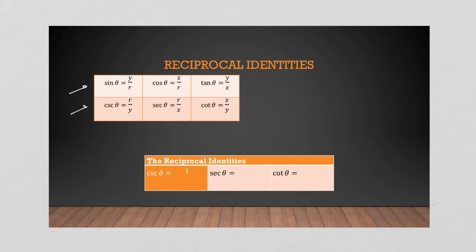Cosecant theta is 1 over sine theta. So you can substitute those for each other. Secant theta is 1 over cosine theta. Cotan theta is 1 over tan theta. And remember, when things are equal to each other, you can then substitute them for one another. So those are our first three that we're going to be using shortly here. Those are the reciprocal identities.